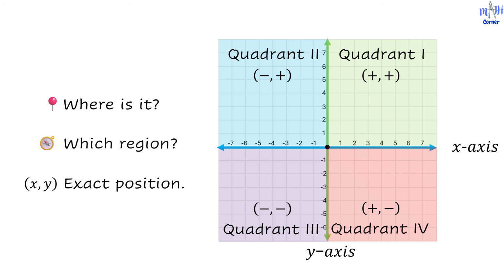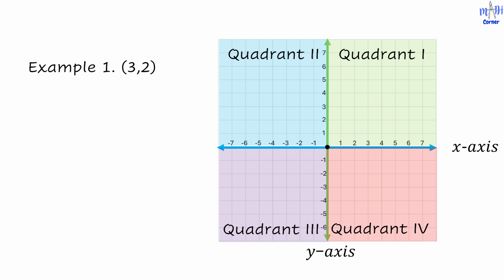Let's try some examples. Example number 1. Point (3, 2). First, look at the x value. X is positive 3. Starting at the origin, move 3 units to the right. Now look at the y value. 2 means move 2 units upward. So the point is in the upper right region, which is the first quadrant.